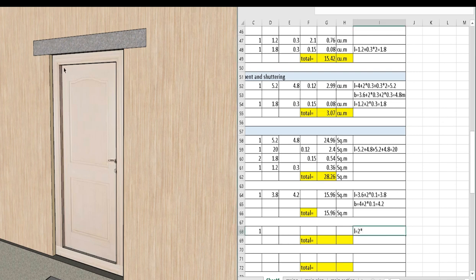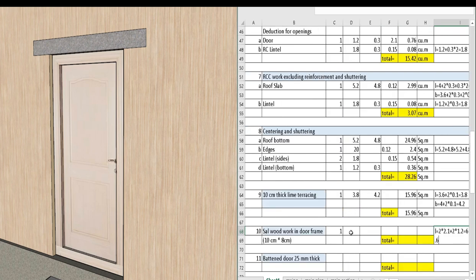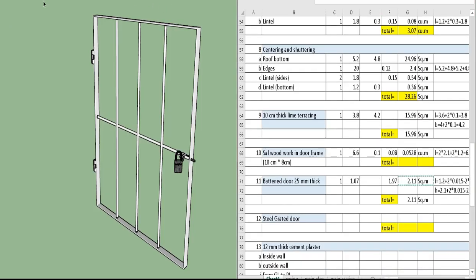So length equals 2 into 2.1, that is this height, plus this width of 1.2 meters, so 2 times of 1.2, so we will get 6.6 meter. So we have the length 6.6 meter, and the breadth is already given, that is 10 centimeter, 0.1 meter, and the height is 8 centimeter, that is 0.08. So the total quantity is 0.0528. So this is a steel grated door having the length of 1.2 meter and height of 2.1 meter.